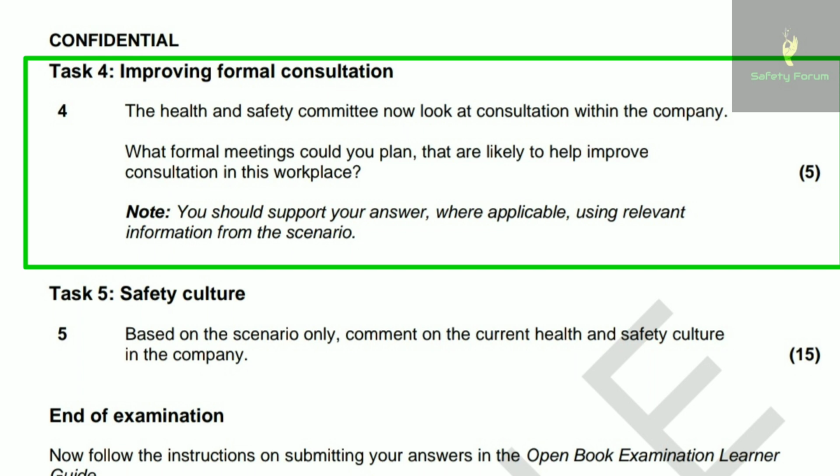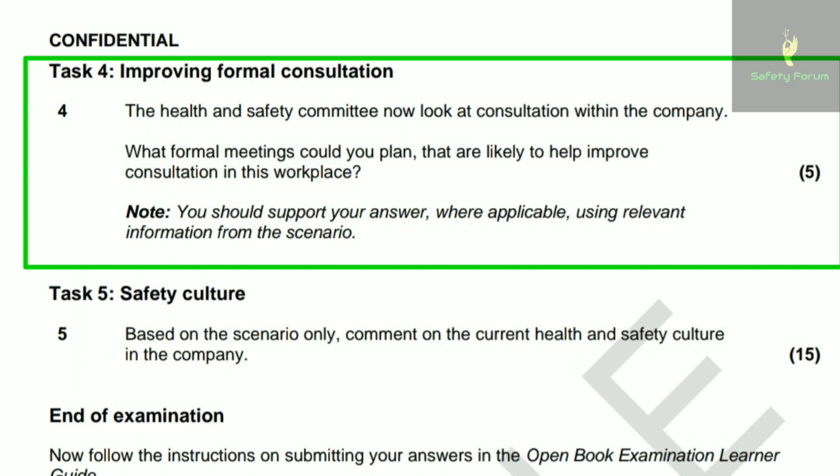So now task 4, which is again the continuation of the story. Now you have proved to the health and safety committee that the policies are not fulfilled, right? Your company, the management, is not fulfilling the health and safety policies. There is no proper implementation of rules and regulations. So they have decided to get a proper consultation. The health and safety committee now looks at the consultation within the company. What formal meetings could you plan that are likely to help improve the consultation in the workplace?